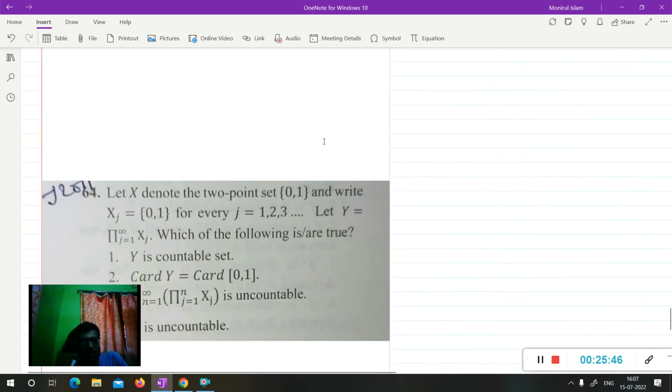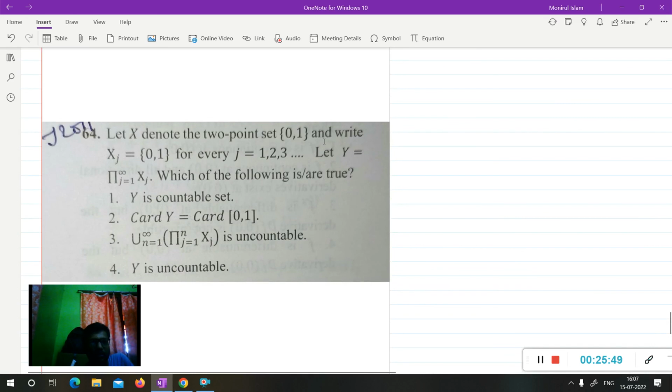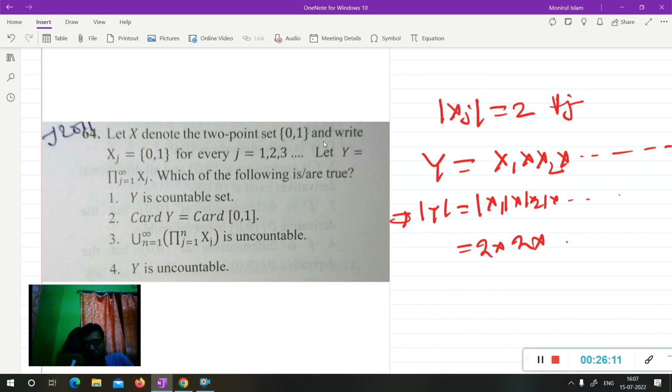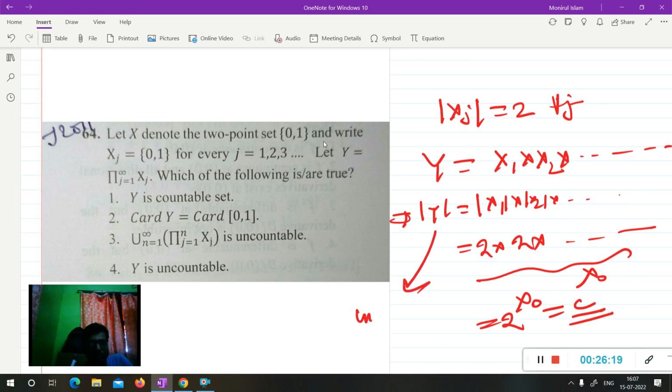So please see this. X denotes the 2.01. Write each xj with cardinality 2 for all j, and let y equal the infinite product of xj, that is x1, x2, and so on. From here the cardinality of y will be the cardinality of x1 times the cardinality of x2, and so on. So it is cardinality 2, alif node times, so it gives 2 to the power alif node. Now 2 to the power alif node is the continuum, so y has cardinality continuum, meaning y is uncountable. So the option saying y is not countable is incorrect.